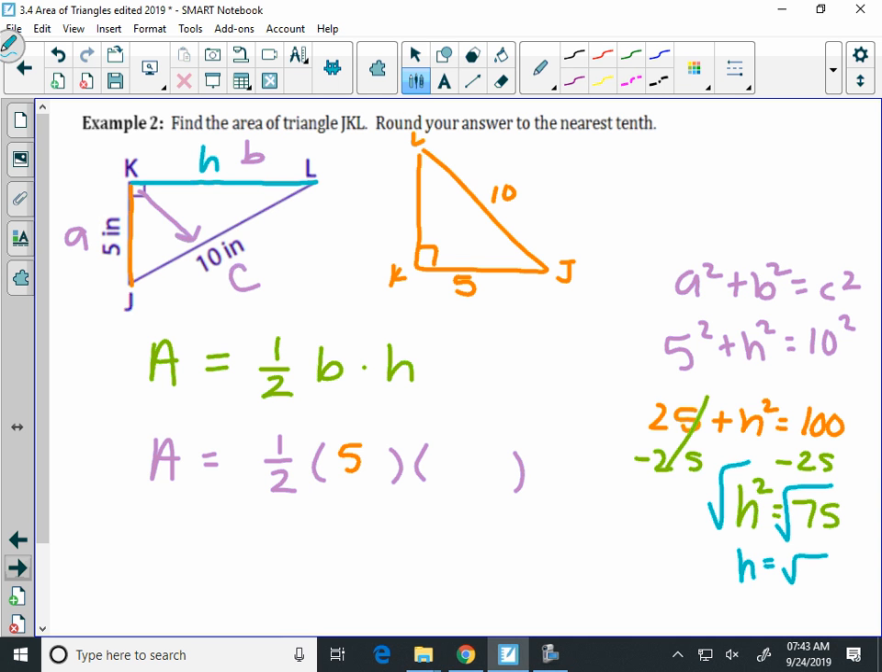Do we want to round right now? No. Talked about that Friday. Do not round till the very end. So it might seem a little weird, but we're leaving our height as radical 75. Okay? So there's our height. Leave it as radical 75. Then when we plug this in, we can round. So I'll use my graphing calculator.